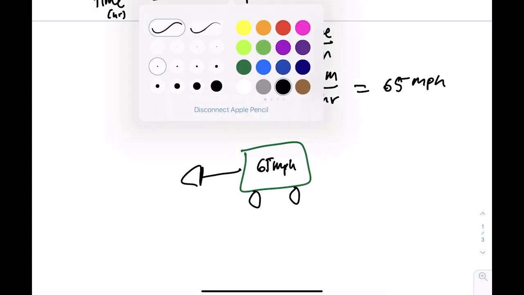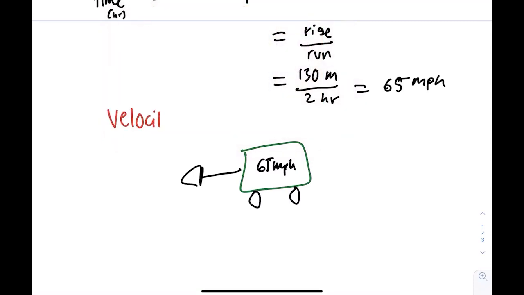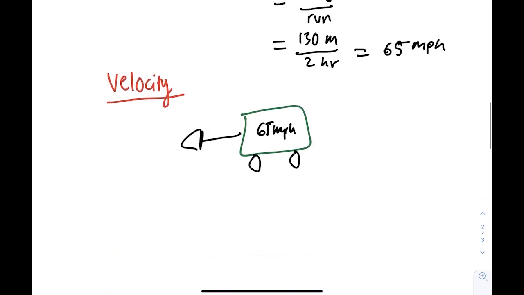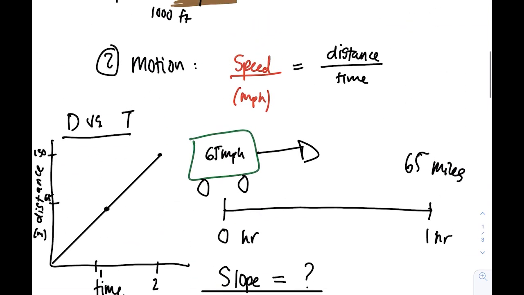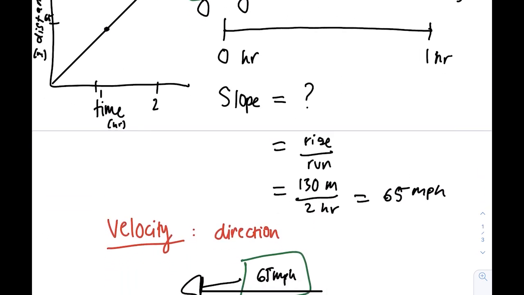And this gives rise to a new concept known as velocity. So before we had speed, and now we have velocity. And velocity has a direction component. So not only does it represent the speed, but it represents the direction of motion. So this car is going 65 miles per hour backwards, and this other car is going 65 miles per hour forward.